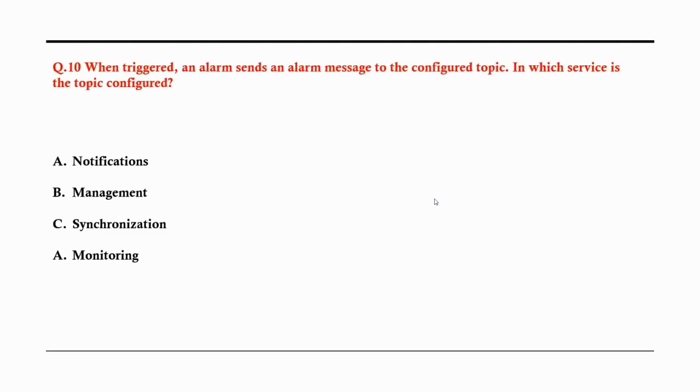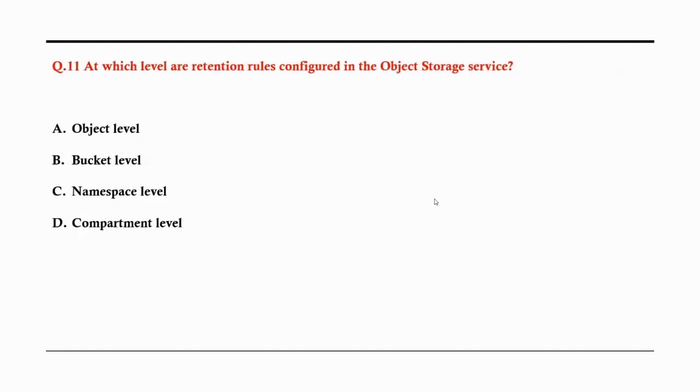Question 10. When a triggered alarm sends an alarm message to the configured topic, in which service is the topic configured? In OCI, the notification service helps to create topics and subscriptions, and with the help of that you can send a message. Hence, the correct answer is A, notification.